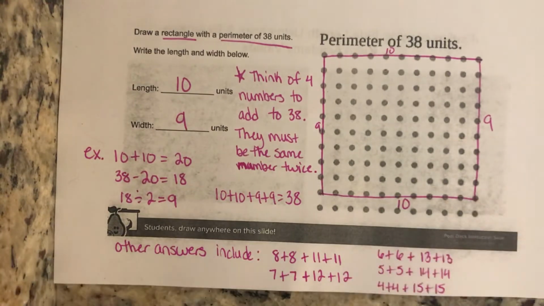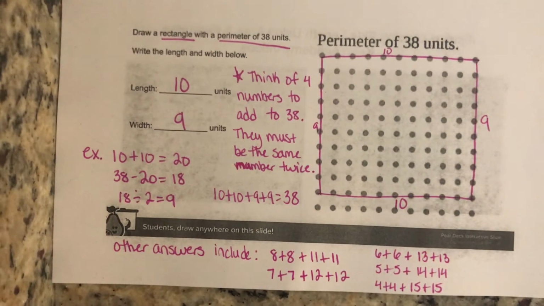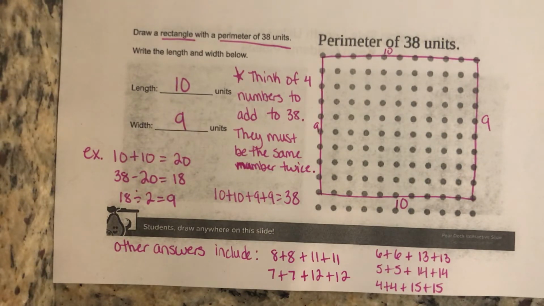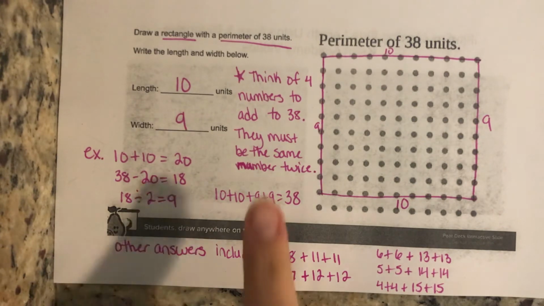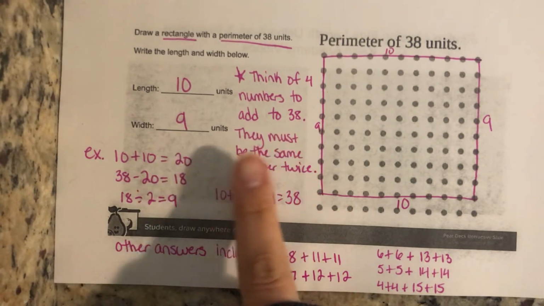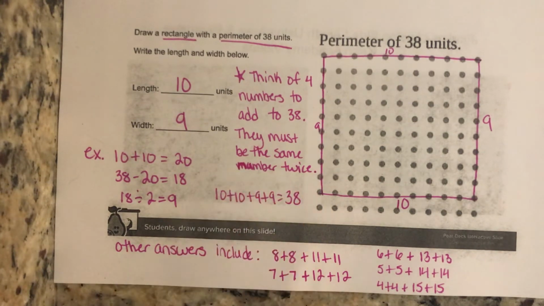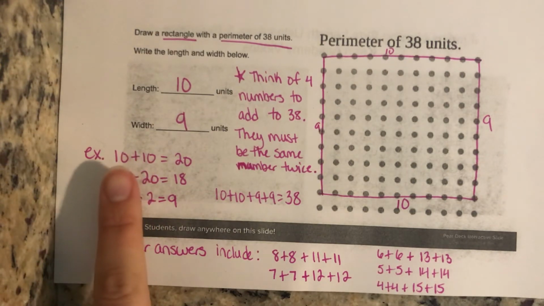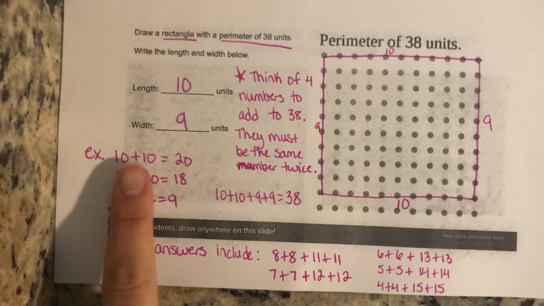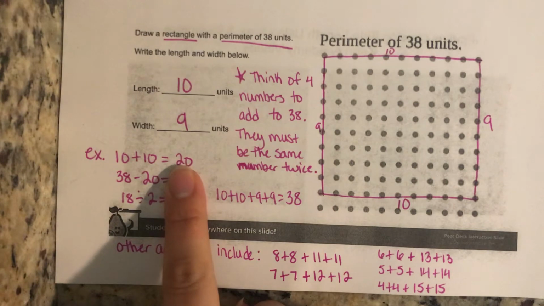The bottom one is different and a little bit trickier. Here, it's talking about perimeter, not area. So I need to think of 4 numbers that add to 38, and then they must be the same number twice because in perimeter, I add the same side length twice. So, for example, to just start, 10 is an easy, friendly number. So if 2 of my side lengths were 10, I would be up to 20.